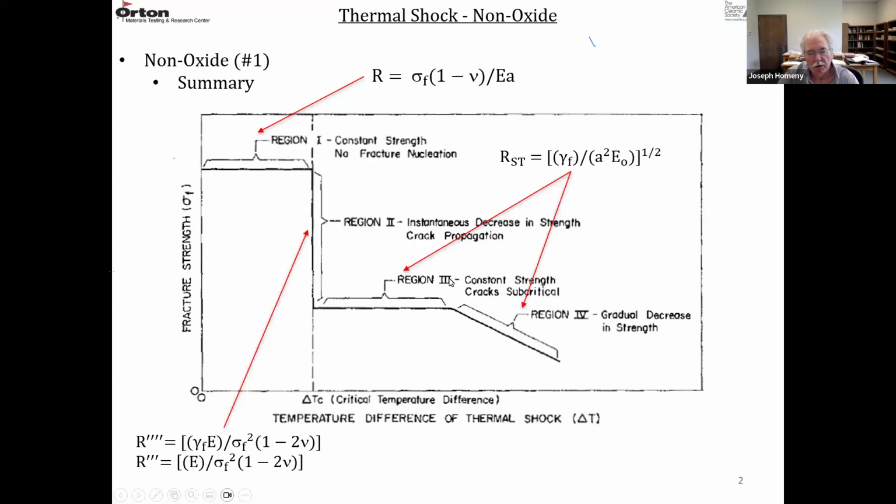And then region 3, constant strength until we reach a point where we have this quasi-static crack propagation, the gradual decrease in strength. Region 3 may actually be missing in a refractory material. It doesn't have to be there. But RST is the fracture surface energy divided by the strength, the thermal expansion squared, Young's modulus, and that's all to the 1/2 power.